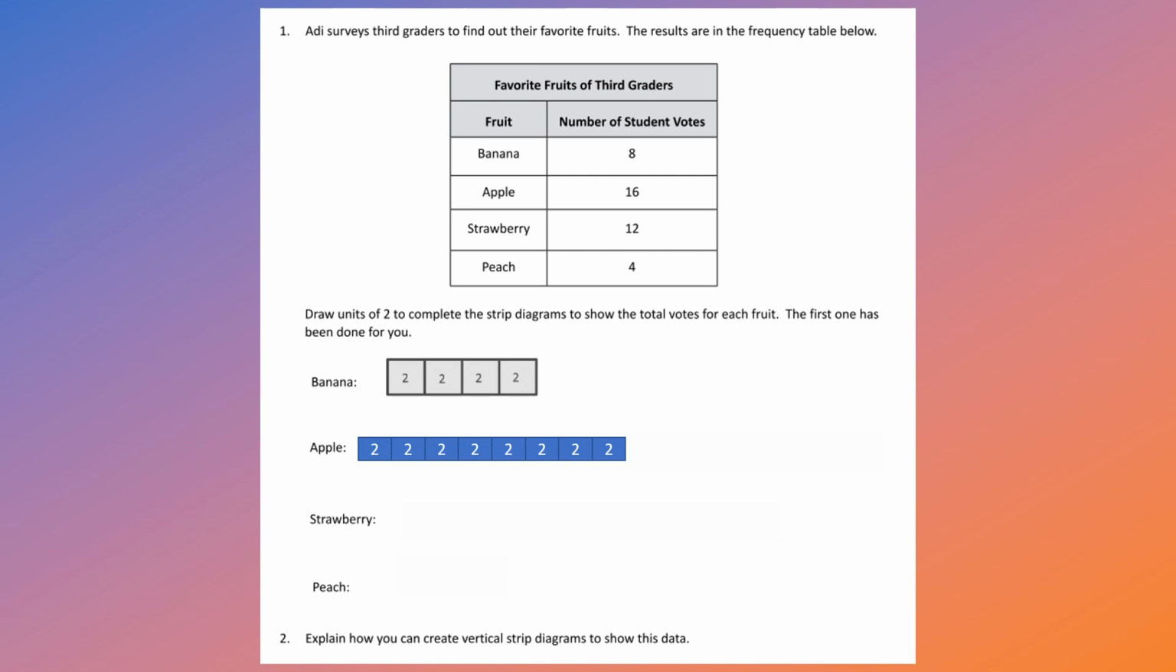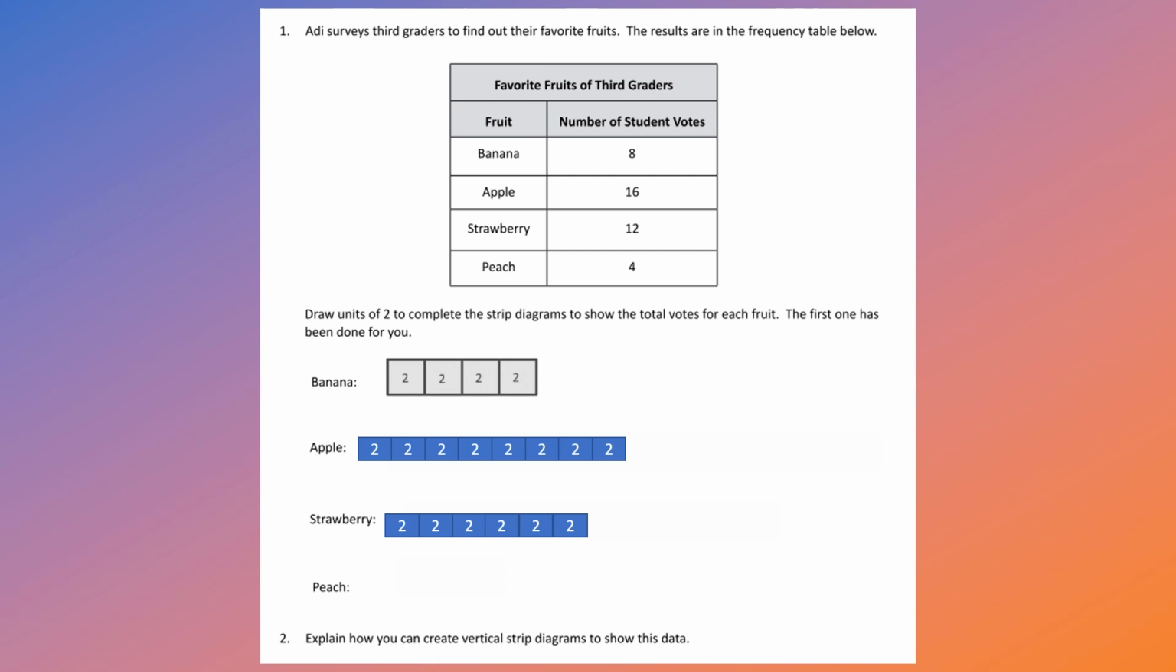Now let's go ahead and work on strawberry. There were 12 student votes for strawberry. So we're going to draw a strip diagram using units of 2 and represent 12 votes. And we're going to count by twos while we do it. So 2, 4, 6, 8, 10, and 12.